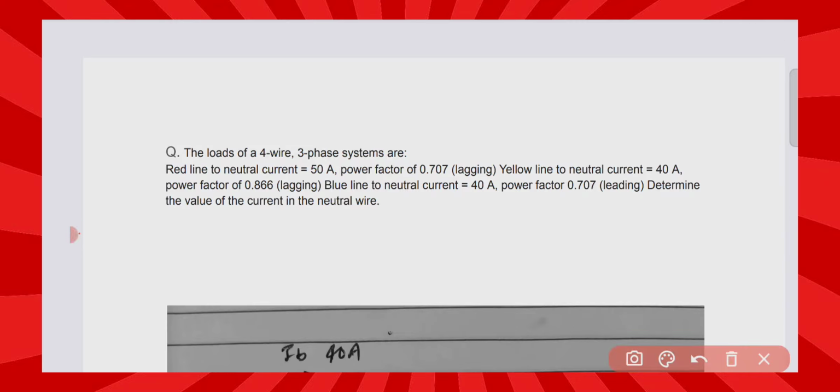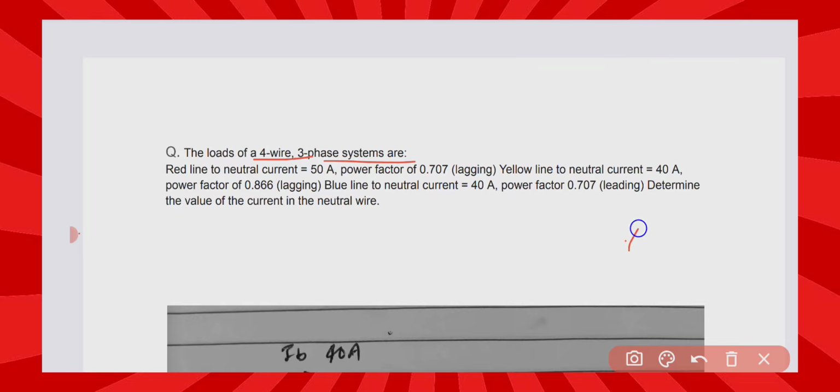In this video, I am going to solve an electrical numerical question which was asked in MU class 4 written exam. The question: the load of a 4-wire 3-phase system are: red line to neutral current 50 ampere and power factor 0.707 lagging, yellow line to neutral current 40 ampere and power factor 0.866 lagging, blue line to neutral current 40 ampere and power factor 0.707 leading, and we have to calculate the current in the neutral wire.